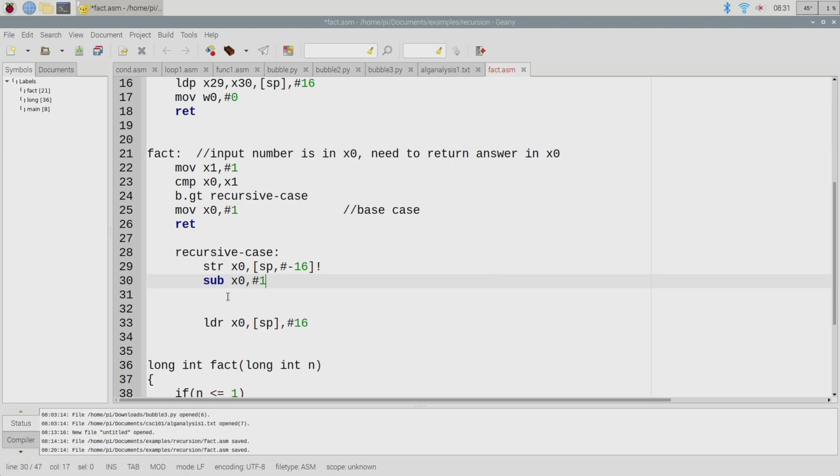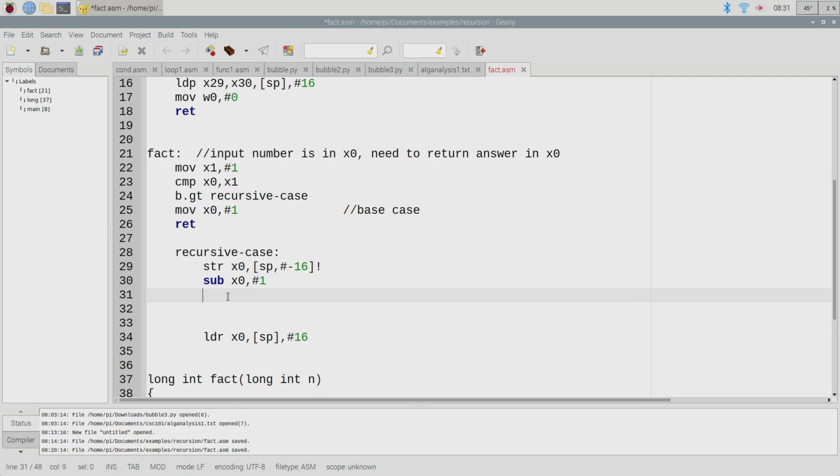Yes, it's a copying operation, not a move. Yeah, good point. So store just takes it from the register, puts it in memory, but that value is still in the register. Okay. Yeah. Okay, so take 1 away from the thing, and now I'm going to branch and link to my fact function.